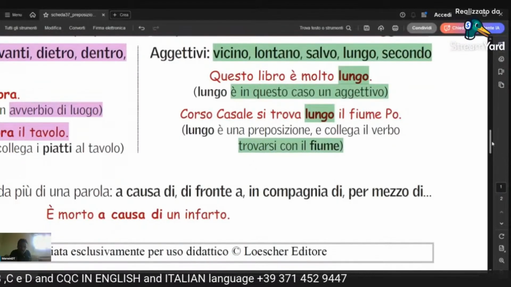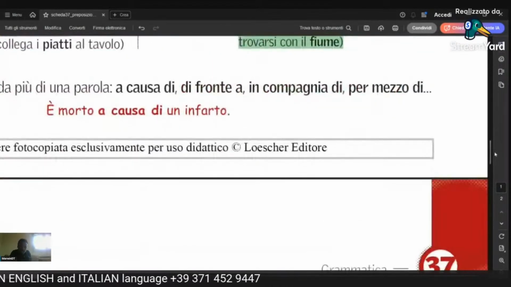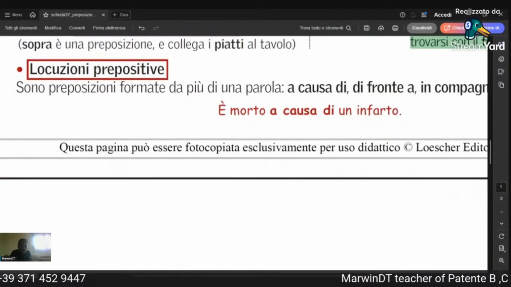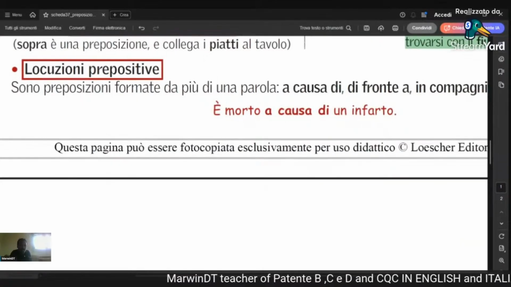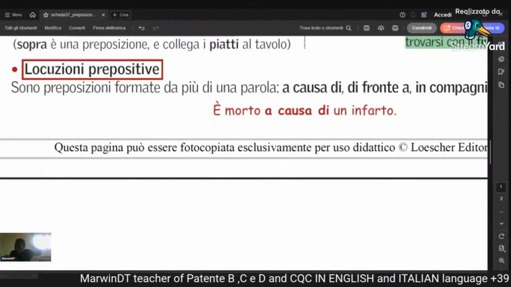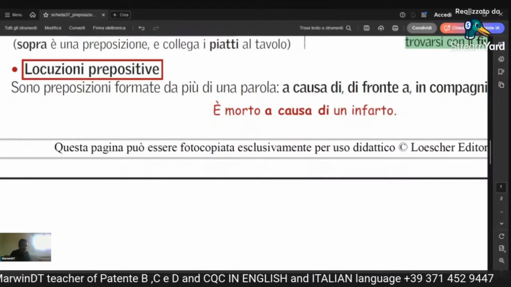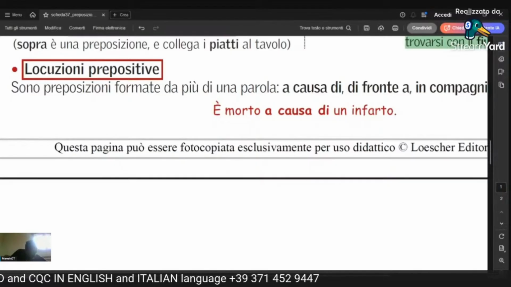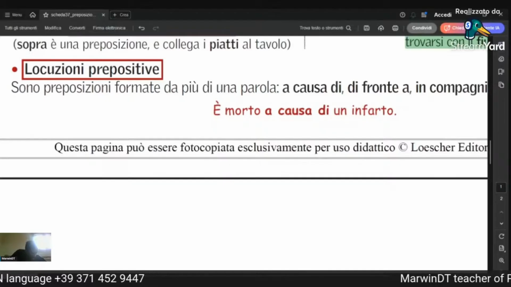Very good. And lastly, we have this last one, which talks about locuzioni prepositive. Now we have to do all so that you have no doubt on what you are learning, and also you have knowledge on everything that you will encounter on learning or for your exams.